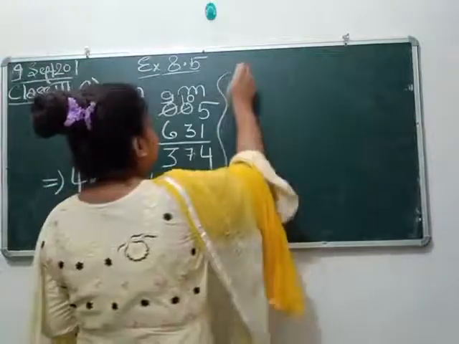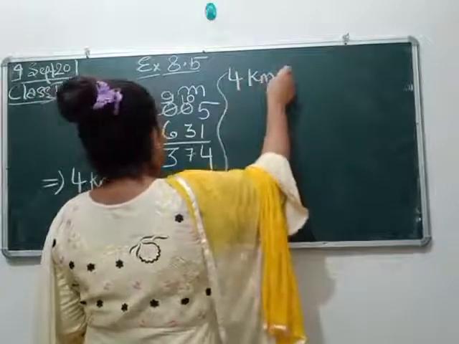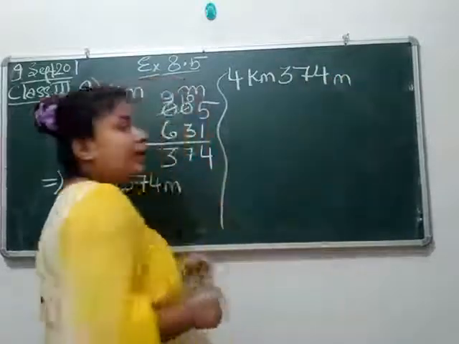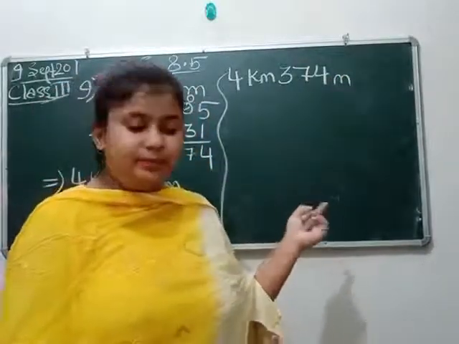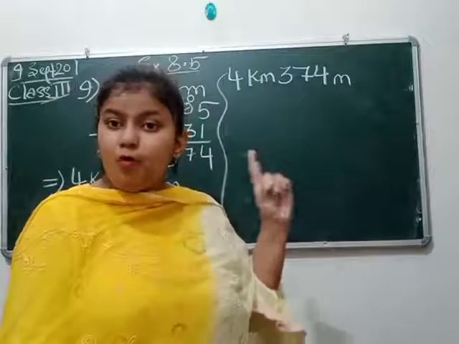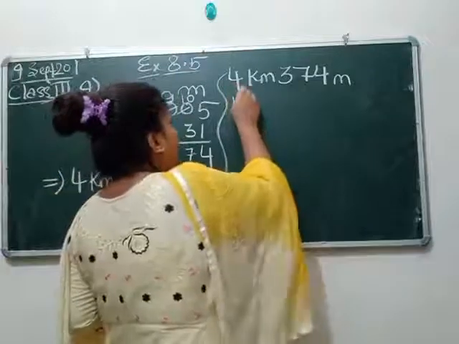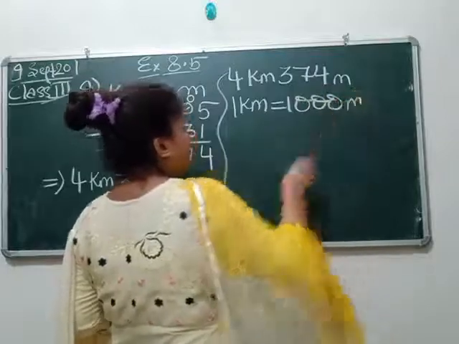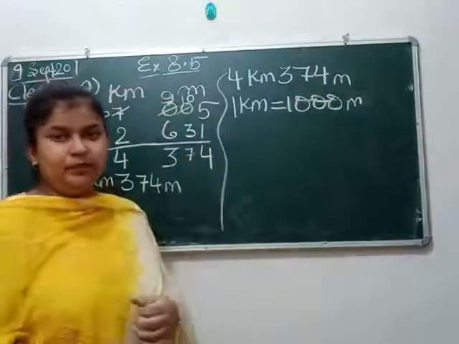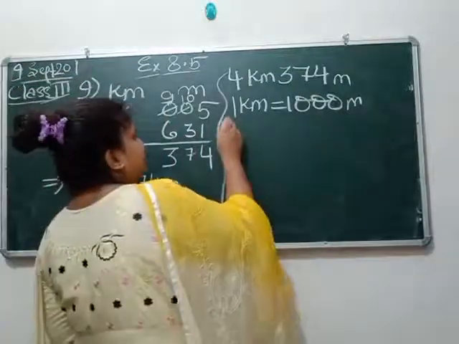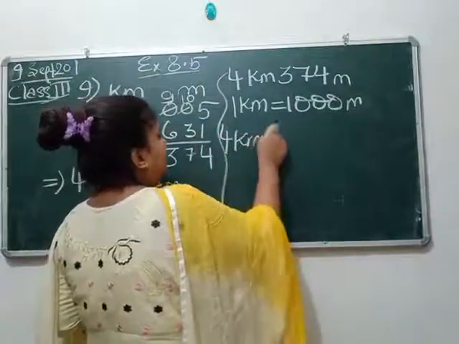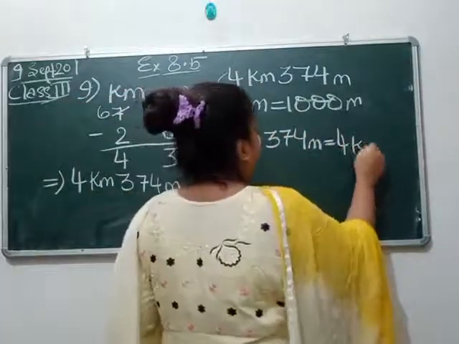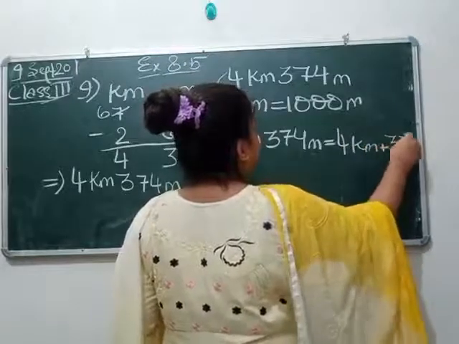Answer is 4 kilometer 374 meter. We have to convert it into meter. Now, the first line we will write is 1 kilometer equals 1000 meter. Okay. So, 4 kilometer and 374 meter equals 4 kilometer plus 374 meter.